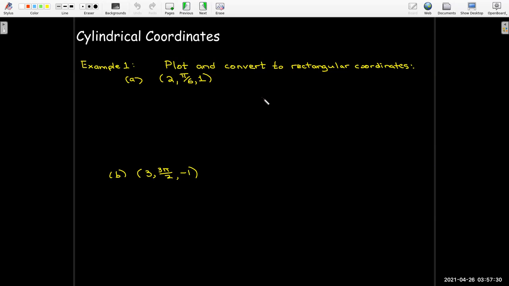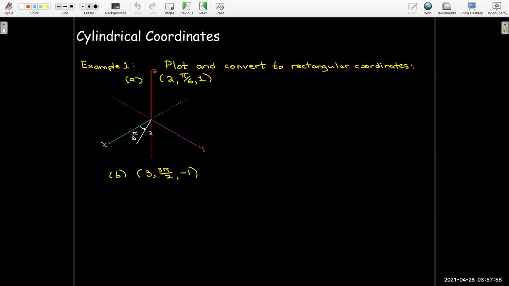So let's practice these. We'd like to plot the following cylindrical coordinates and change them to rectangular coordinates. So our first point is (2, pi over 6, 1). So that's my r, theta, and z. So we start by drawing a line segment with length 2, which makes an angle of pi over 6 with the positive x-axis. And then we're just going to go straight up from the end of that line segment 1 unit.